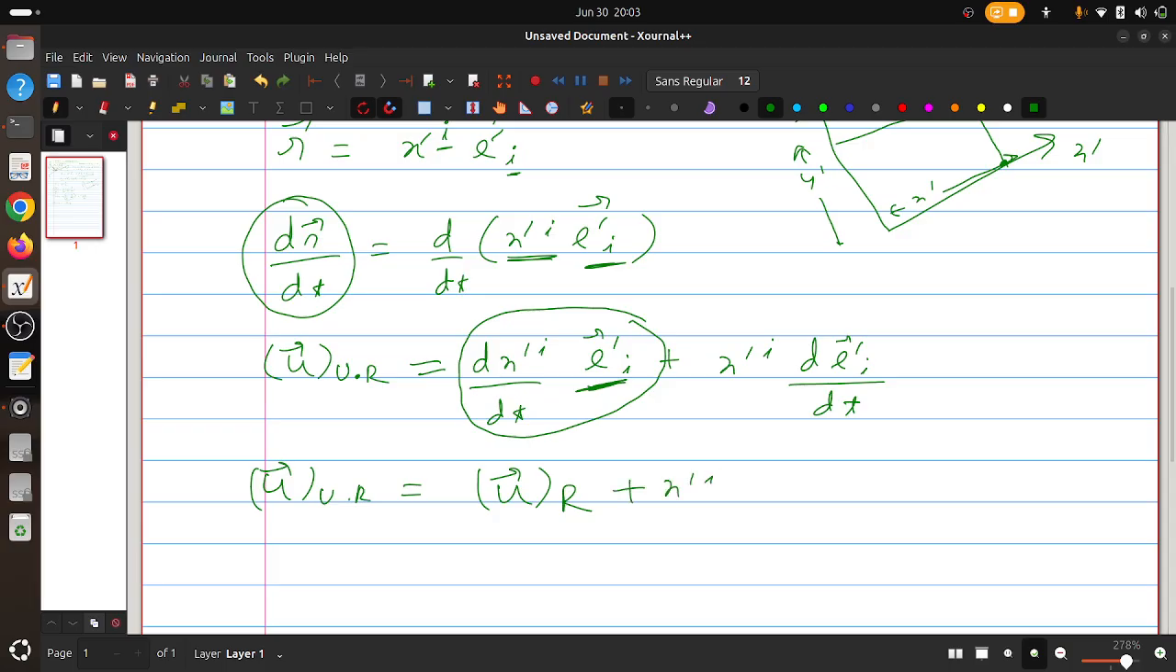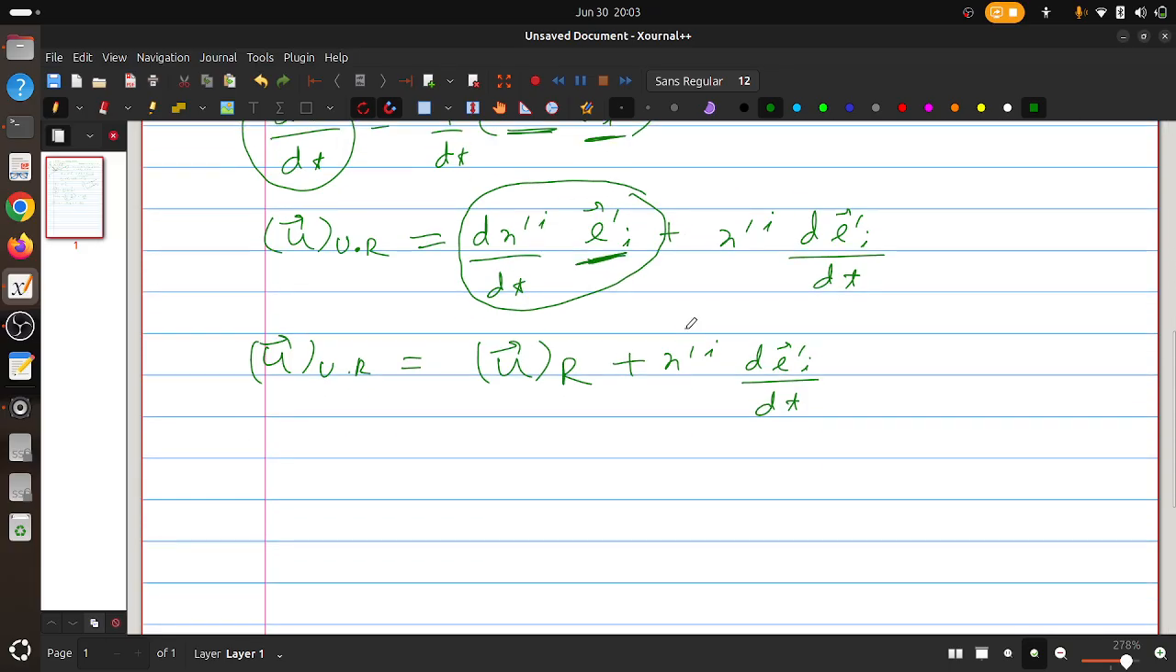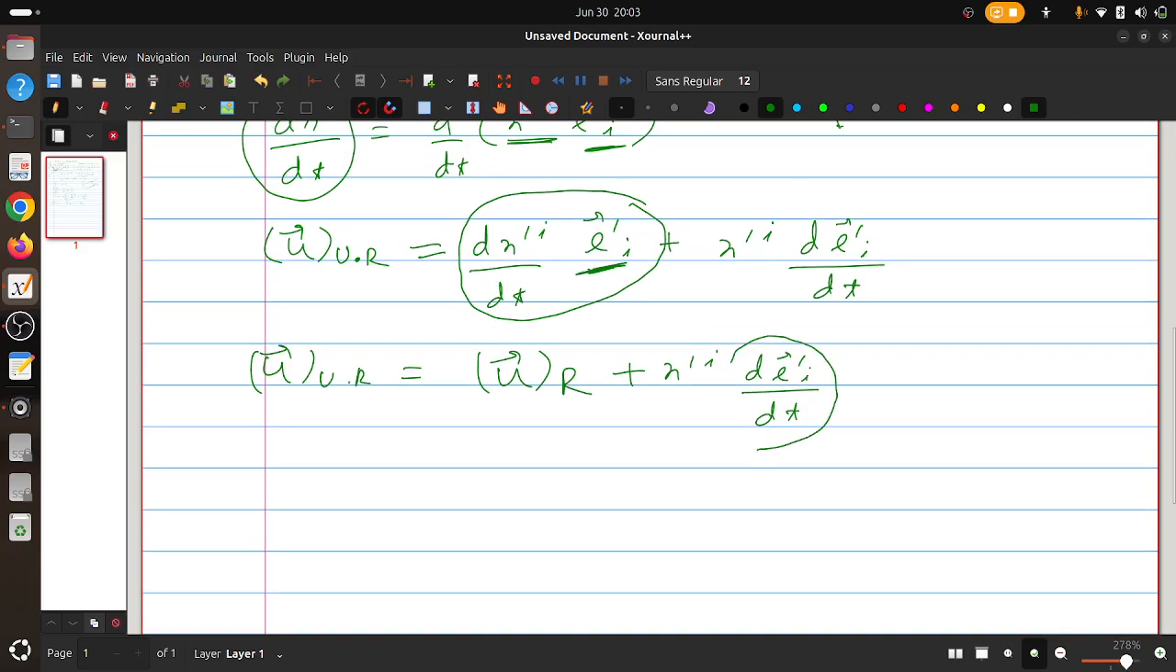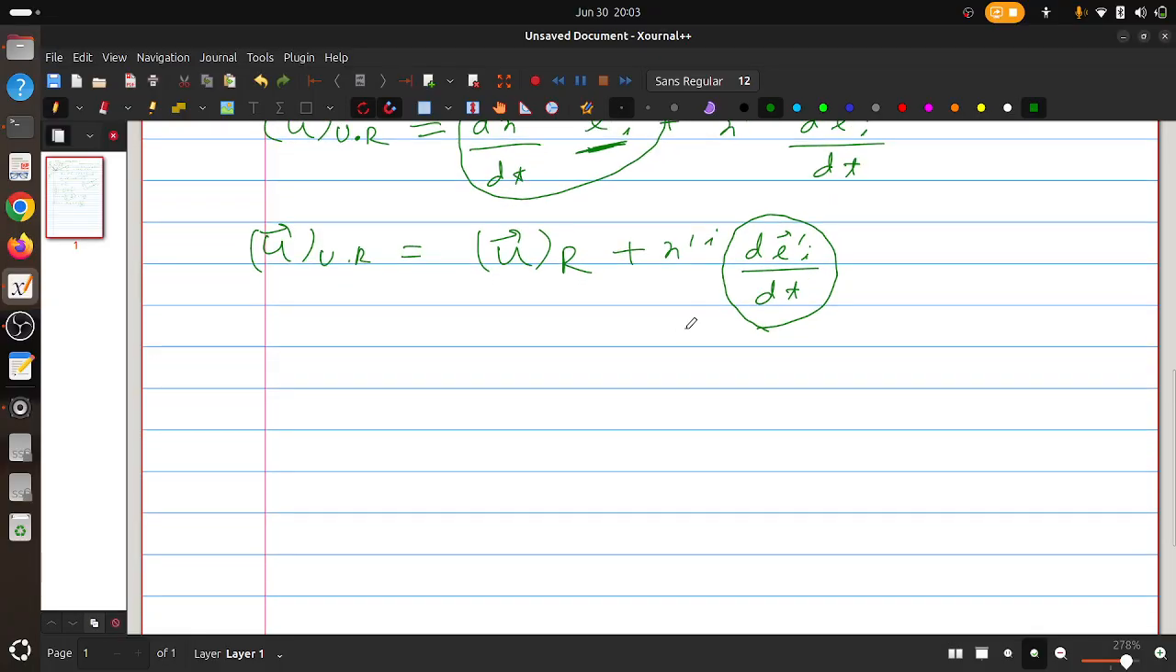And then x prime i and d e i prime by dt. So we have to really figure out this quantity in order to connect anything from here. We have to figure it out. It is comparatively easy if we see how. So we have to look for the transformation laws of coordinates and basis vectors.